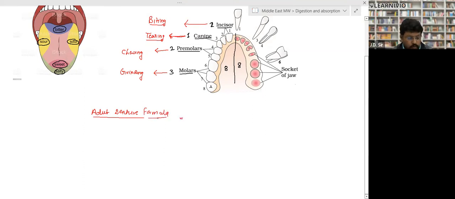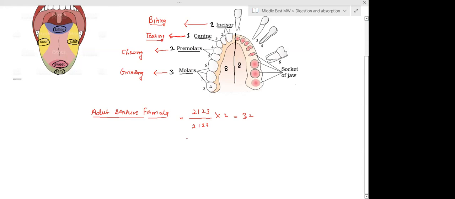So in adult denture formula, this is 2123 upon 2123 into 2. So this is total 32. Look, in upper jaw, we have 2123, means 2 incisor, 1 canine, 2 premolar and 3 molar, right? So there are completely 32 teeth which are formed. So that is the denture formula in adult. Is it clear to you?